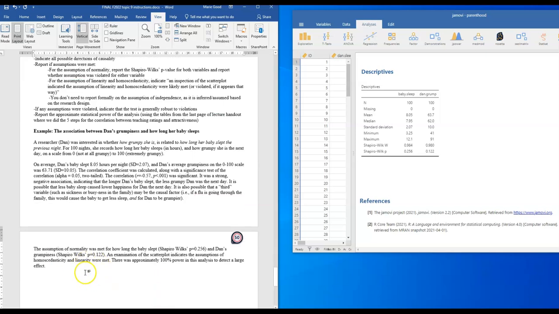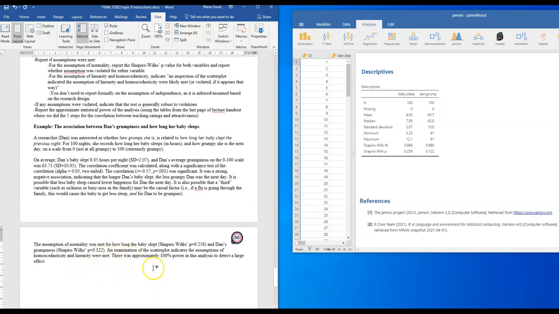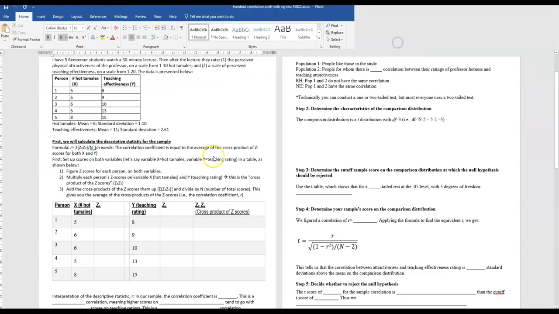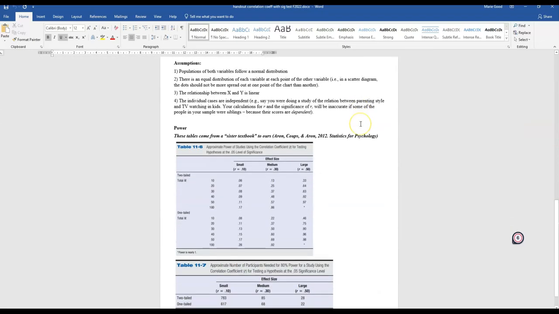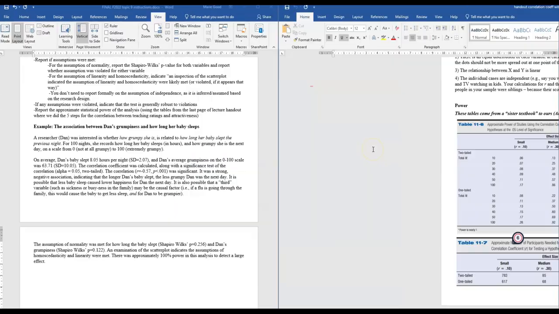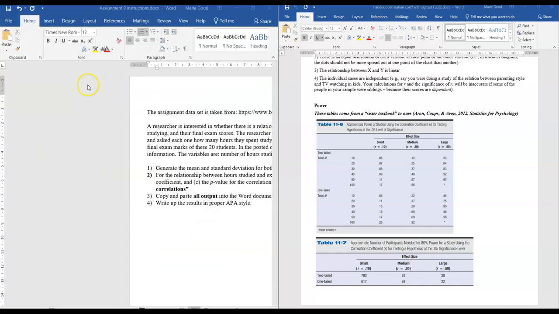And I just want to remind you that the power tables for correlation analysis are not in the textbook, right? I got this from somewhere else, and so they are only on the handout from November 22nd. I'll pull that up here so you know what I'm talking about. Okay, so that is this handout that I'm referring to. Remember, we calculated correlation coefficient, the significance testing, and here are our power tables. These are from the sister textbook to our textbook.